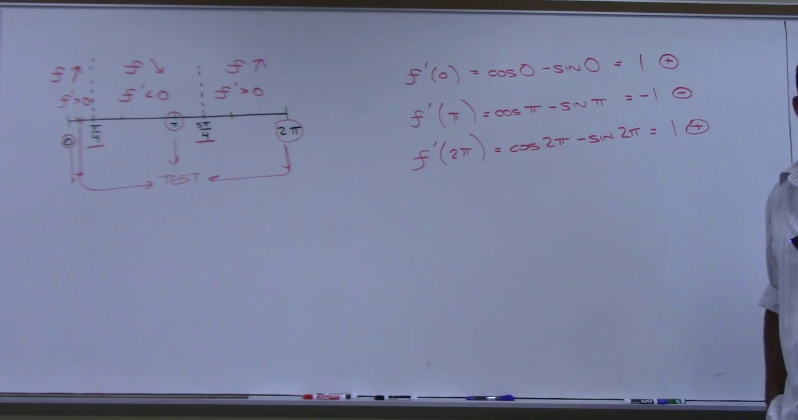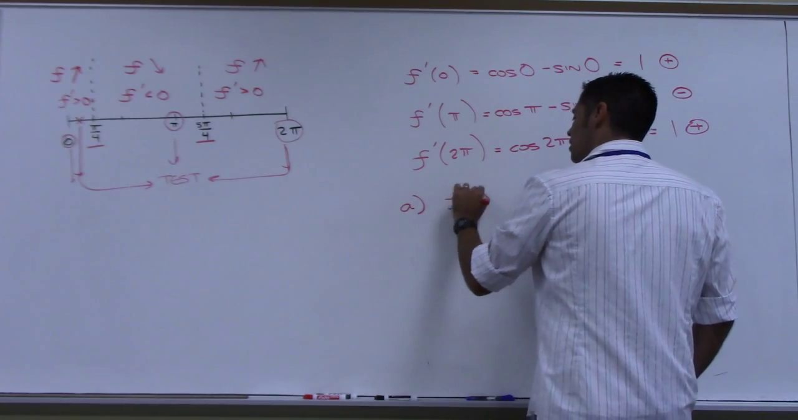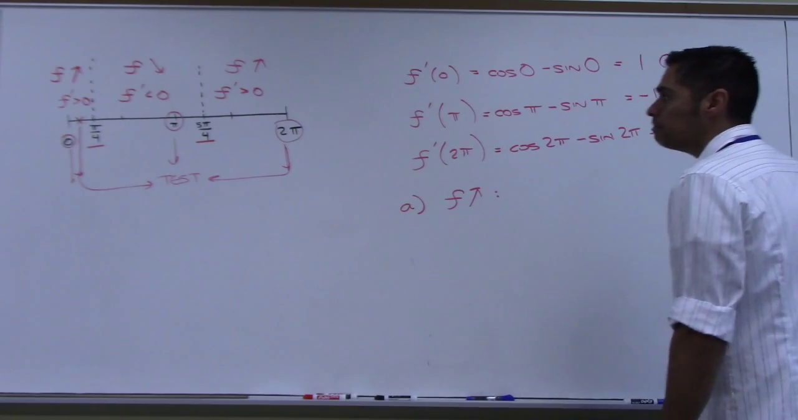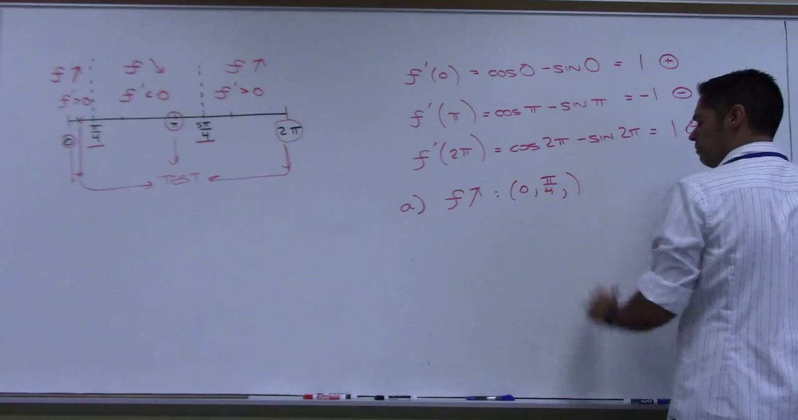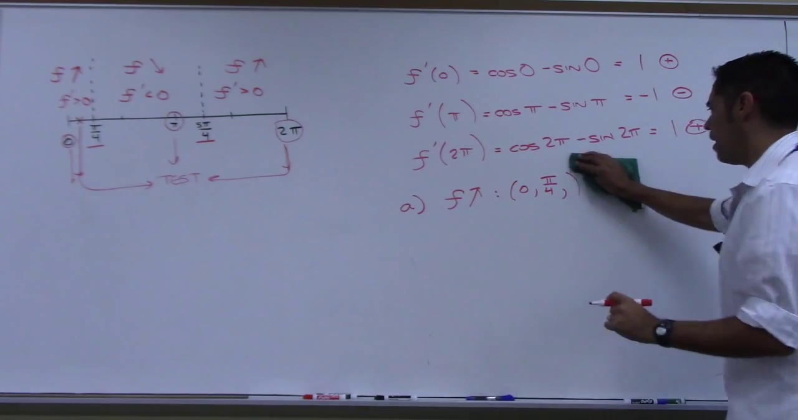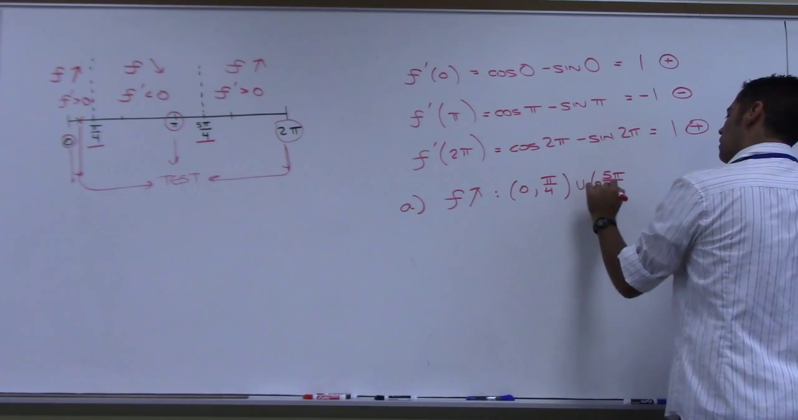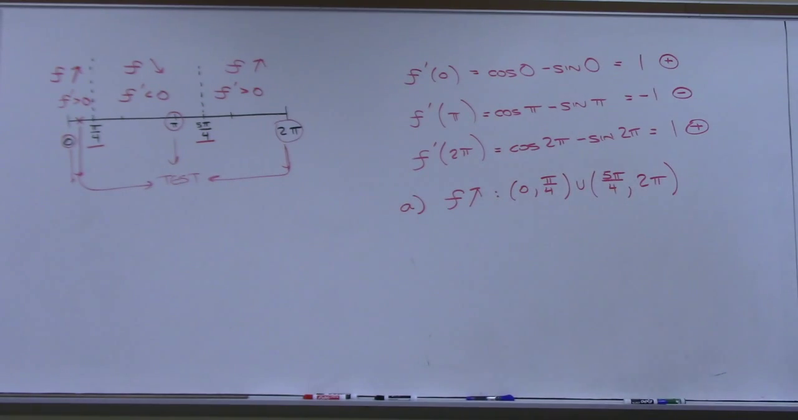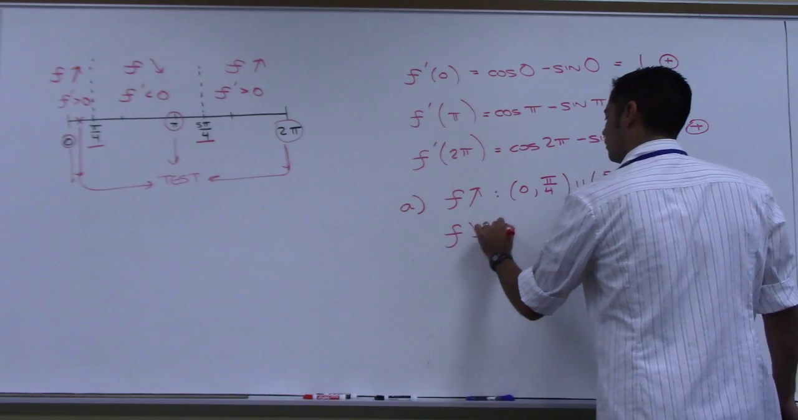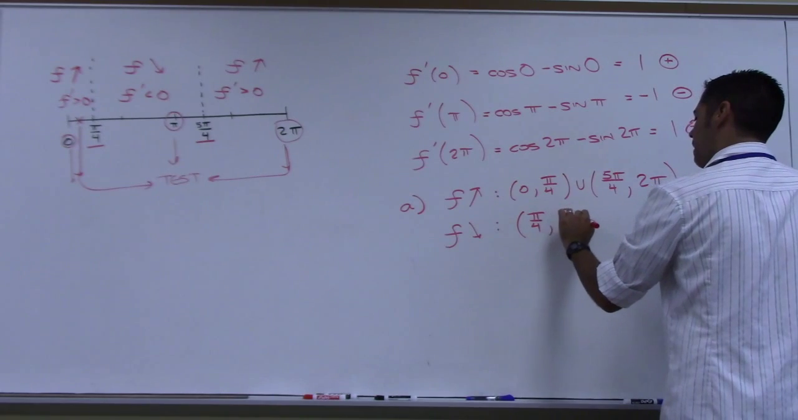So let's answer the question now for part A, because that's what they asked. For part A, where's it going up, where's it going down? So my function is increasing where? 0 to pi over 4, union 5 pi over 4 to 2 pi. Where is it decreasing? Pi over 4 to 5 pi over 4.